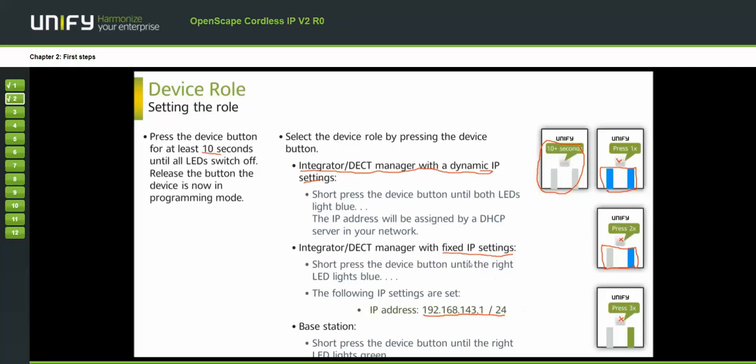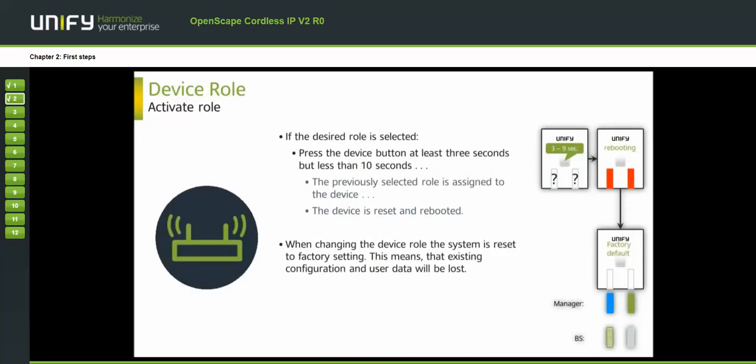You can see that the device is rebooting on the fact that those LEDs are red, and afterwards, after rebooting, the device comes up again in factory default, and depending on the role you have assigned, you see one of the following LED patterns, either for the manager solid blue and solid green from the left to the right, or on the base station you only see the left LED and it's blinking green. When changing the device role, this always means that you reset the device and the device after that comes up in factory default settings.